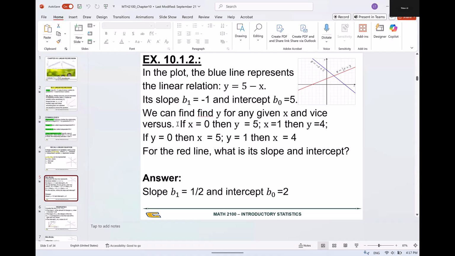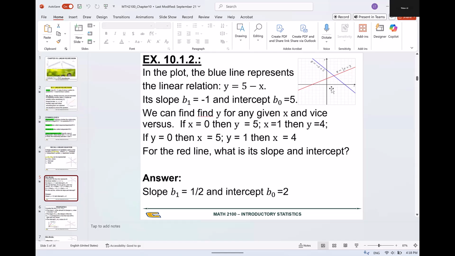As long as you have a linear relationship like this, if we give you an x, you should be able to find a y, and vice versa. If you know a y, you can also find an x. For example, for this blue line, if your x is 0, you locate it on the line, and you get y equal to 5.